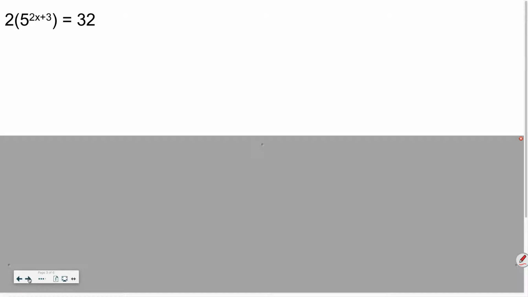All right, where's our variable? In the exponent. Okay, our variable is in the exponent. The first thing that I see is there's this 2 out in front. That 2 needs to go somewhere else. Okay, how do we get rid of that 2? We need to divide it over. So we have 5 to the 2x plus 3 equals 30.